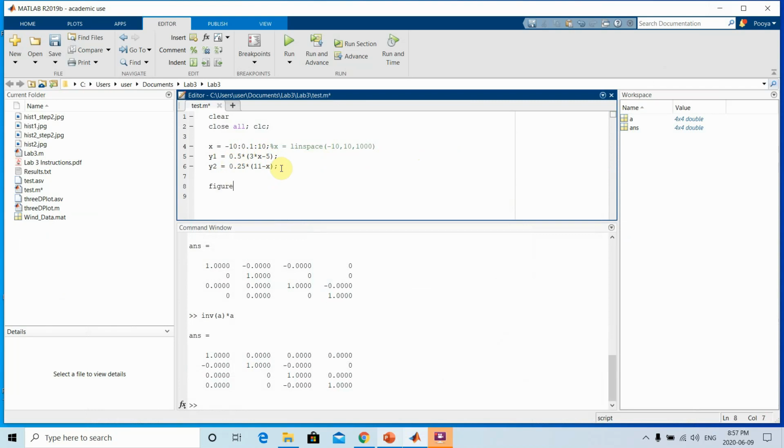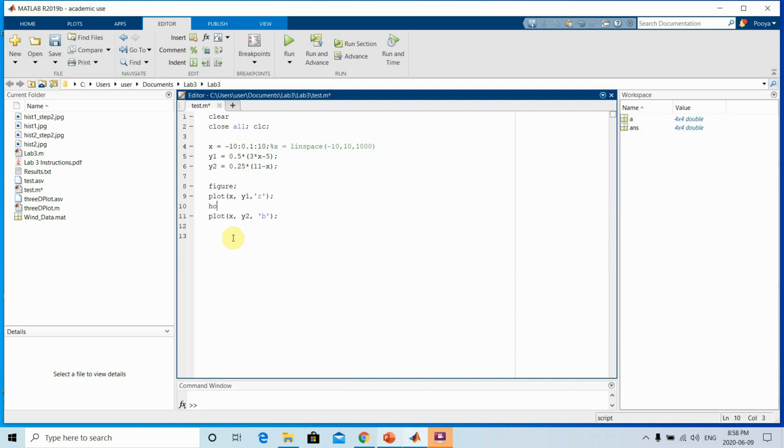So let's have a figure opened, and I'm just going to say plot. I'm going to do very simple plotting here. Let's say x, y1, and let's do this one with the color red, and this other one with blue. Of course, if I want to put both of them on the same figure, I have to put a hold on statement here.